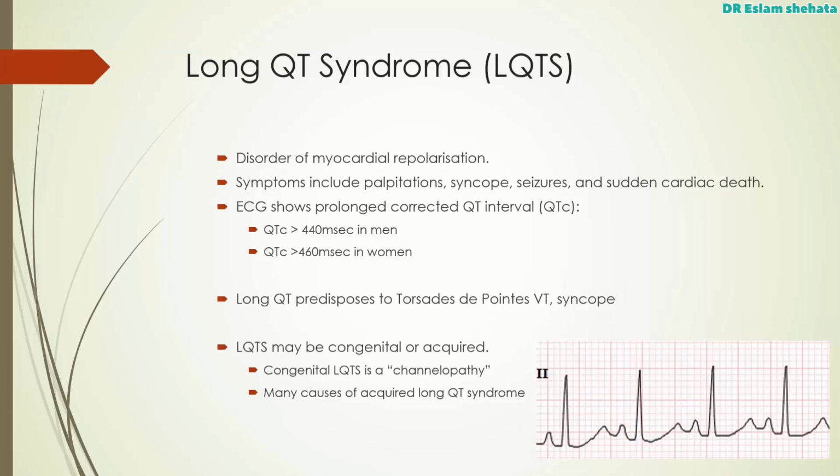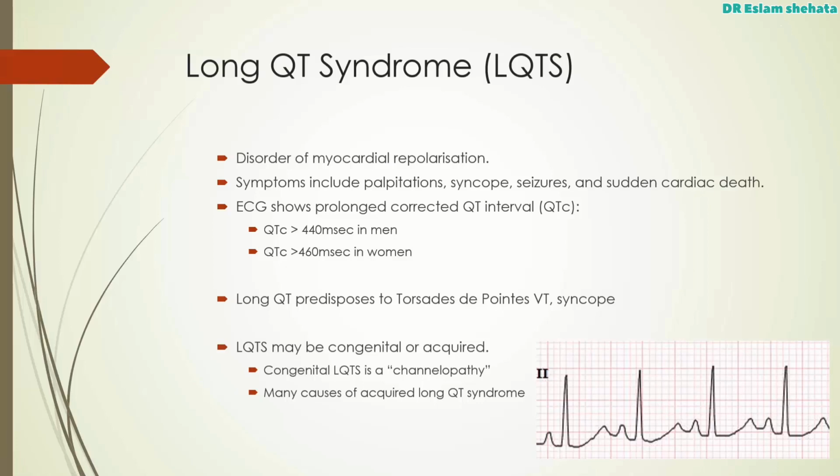Now remember, the QT interval will vary with heart rate, and there are different formulas to correct for the heart rate, but essentially the corrected QT interval, the QTc, of greater than 440 in men or 460 in women, that's considered prolonged. And if you have a prolonged QT interval, well, that predisposes you to Torsades VT, okay, and syncope. Long QT syndrome might be congenital and it might be acquired.